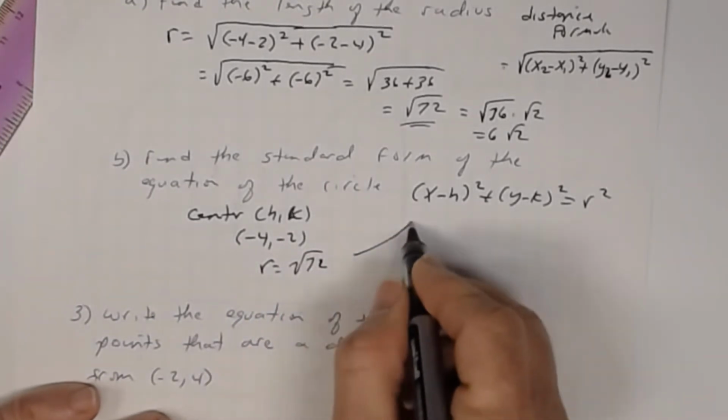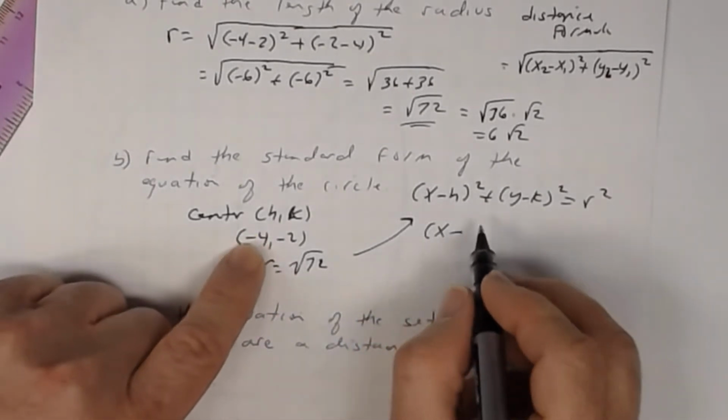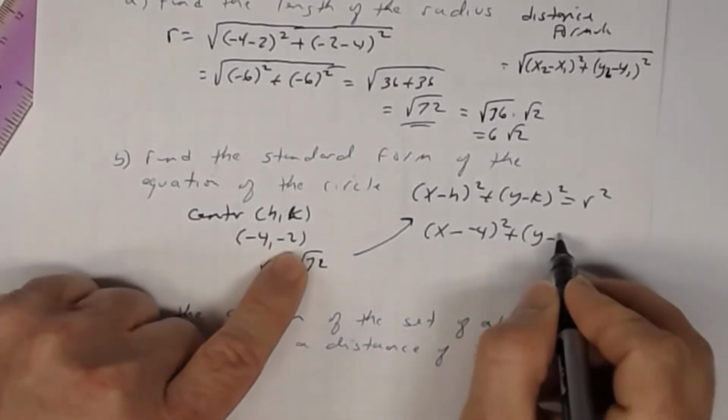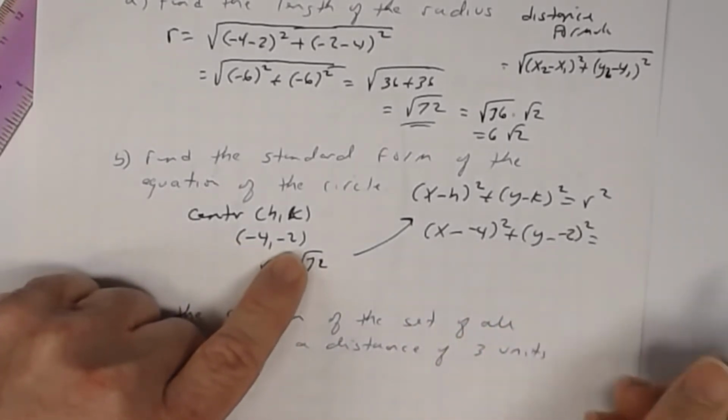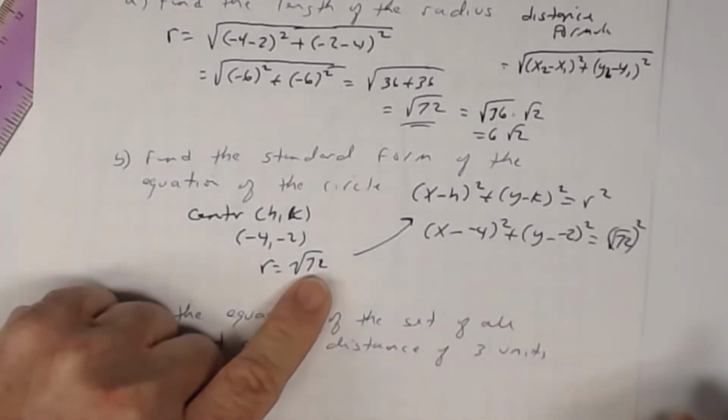And I'm going to substitute, put that into here. So that becomes x minus h, which is -4, squared, plus y minus k, which is -2, squared, equals the radius, which is square root of 72 squared.